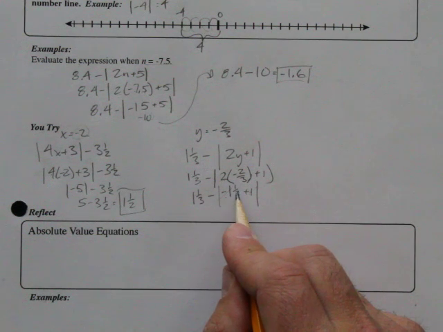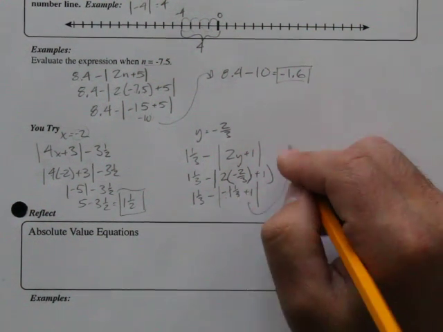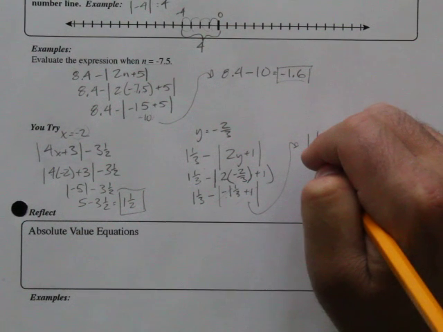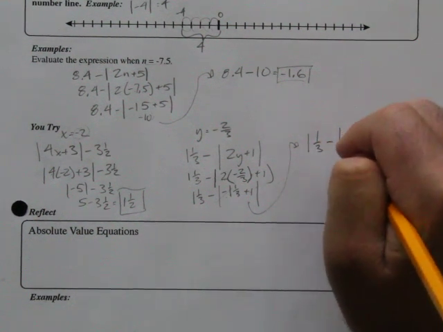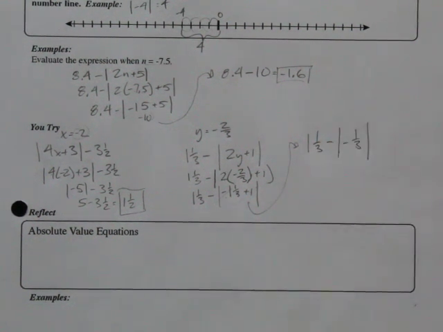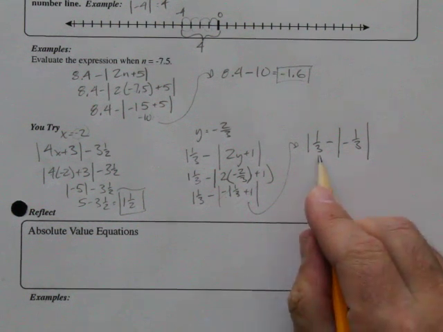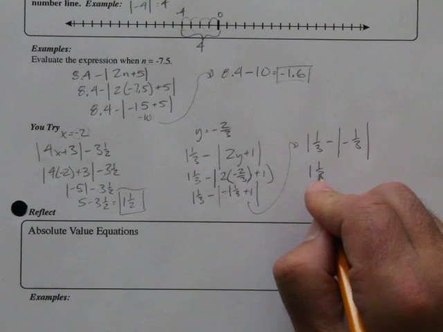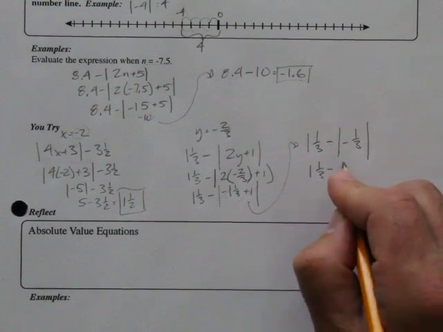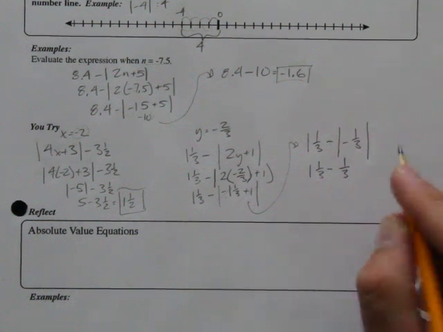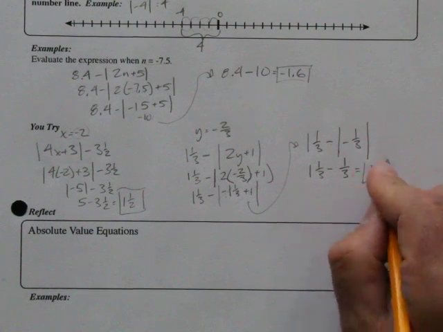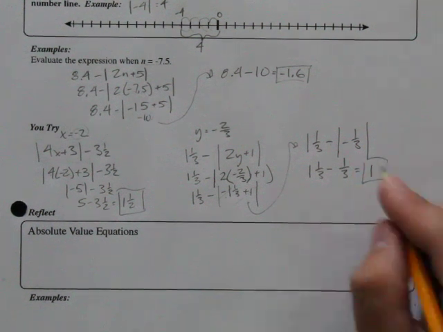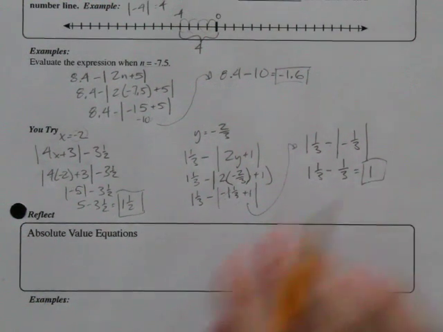Let's just keep writing that. Minus the absolute value of negative 1/3. That's what I have left in there. And so now I'm going to have positive 1/3, 1 1/3 minus positive 1/3 is going to get me 1. All right.